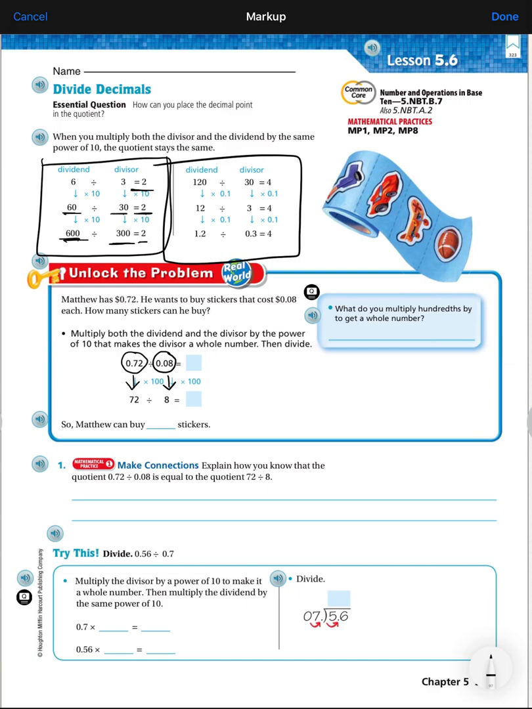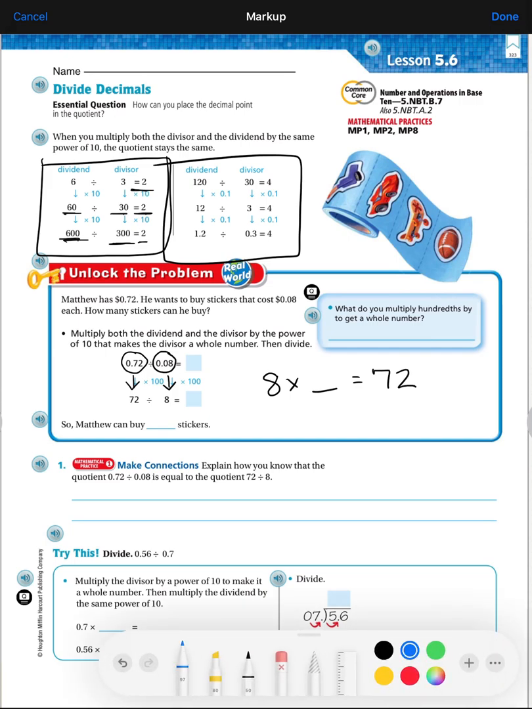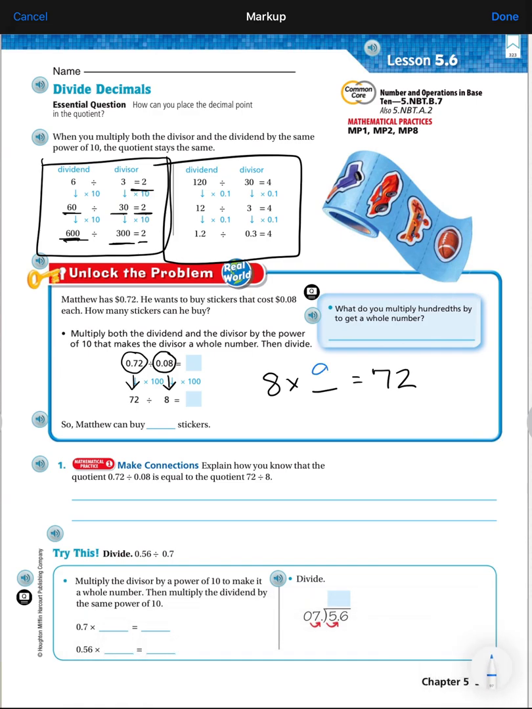Well, if you don't know what 72 divided by 8 is, you can look at it and say, okay, 8 multiplied by what is equal to 72? Well, I know based off of basic multiplication facts that 8 multiplied by 9 is equal to 72. So Matthew can buy 9 stickers, okay, 9 stickers.